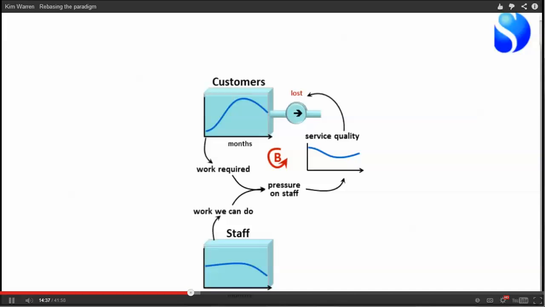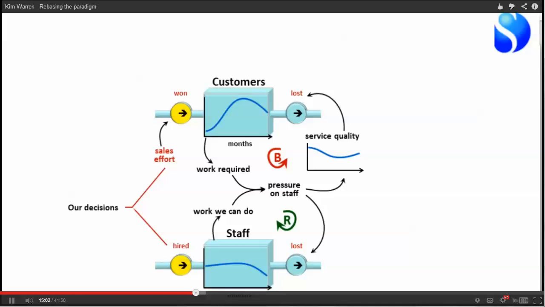That service quality gives rise to the loss of customers at the top, and the pressure on the staff gives rise to the loss of staff at the bottom. But what we've done is we've put data on this right from the start. And we've carried that performance time chart, the service quality chart there, and we've connected it to other time charts of other factors in the system.